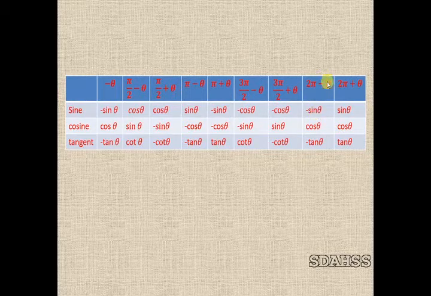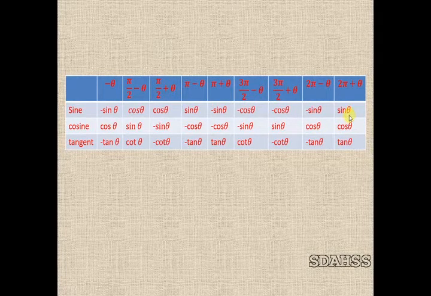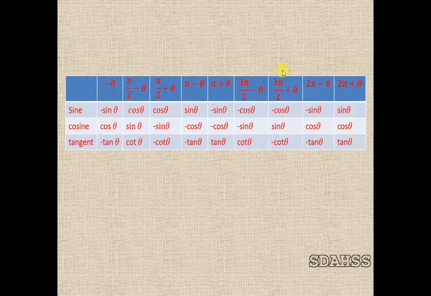Sin 360 minus theta is minus sin theta. Cos 360 minus theta is cos theta. Tan 360 minus theta is minus tan theta. Sin 360 plus theta is sin theta. Cos 360 plus theta is cos theta. Tan 360 plus theta is tan theta.